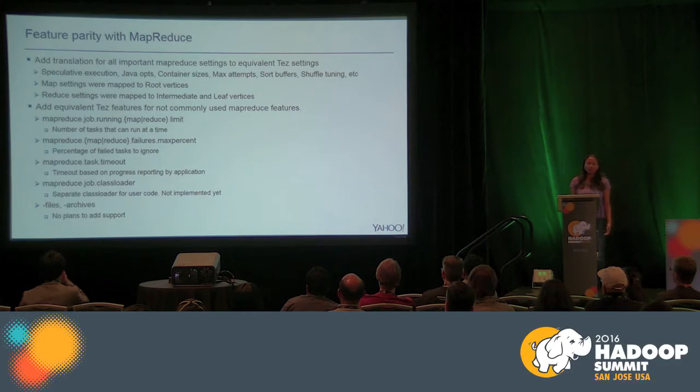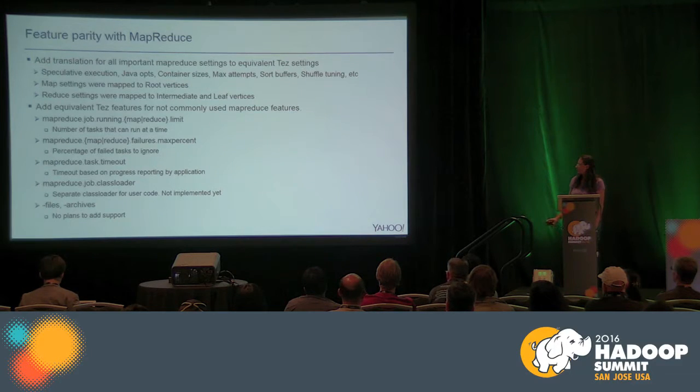So the first thing we had to do when we did this migration was provide equal feature parity with MapReduce. So we just translated all the MapReduce settings to equivalent Tez settings. All the important ones were already covered. We had speculative execution, all the heap settings, container settings, all were done, like sort, shuffle, all the tuning was copied. And we mapped all the map settings to the root vertices and the reduce settings to the leaf and intermediate vertices. There were a lot of features that were not commonly used, and as we migrated, we ended up finding that some users were using them, and without them they could not migrate. So we went ahead and implemented most of them.